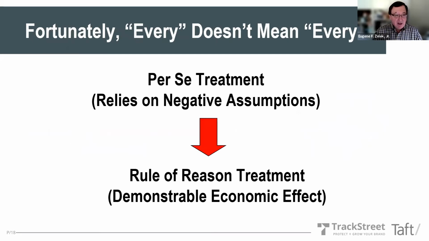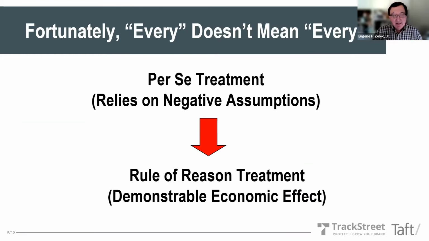Well, since this is the law, every doesn't mean every. So the courts have evolved the standard over a period of time to say that we treat agreements that are being scrutinized for antitrust purposes under 2 tests. The first is something called per se treatment. And this assumes that the conduct at issue is always illegal. So you just have to prove it exists and you've won your case. And damages, I suppose, is the other thing.